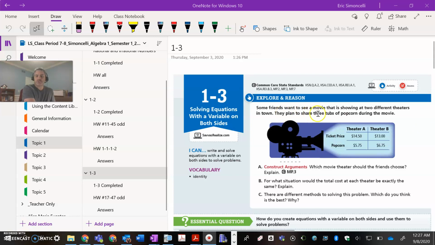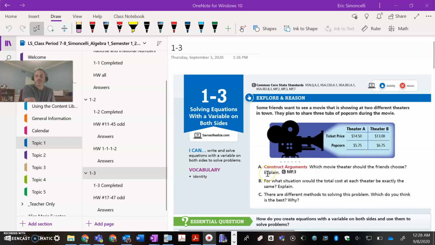So some friends want to see a movie that is showing at two different theaters in town. They plan to share 3 tubs of popcorn during the movie. Theater A charges $14.50 per ticket, while Theater B charges $13 per ticket. Per popcorn tub is $5.75 at Theater A, while at Theater B it's $6.75.